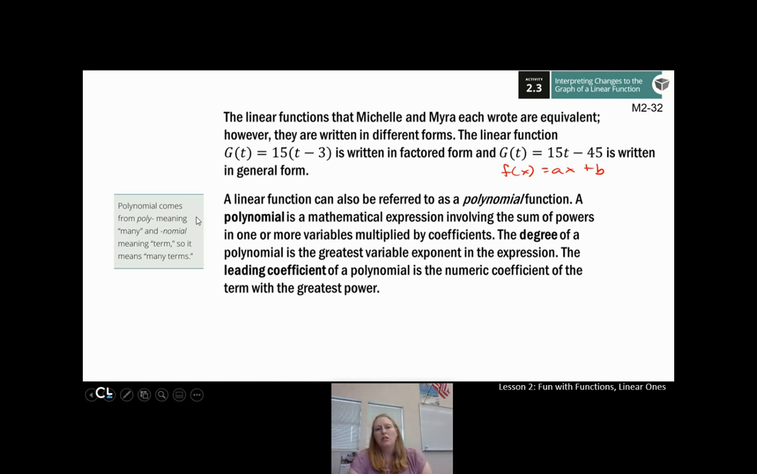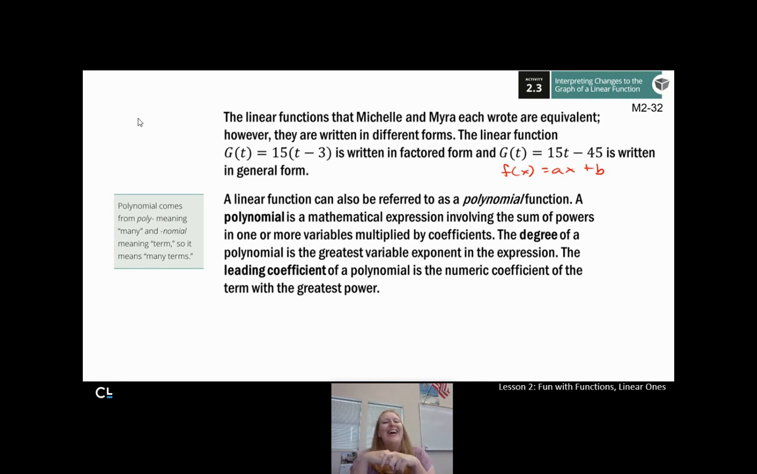Just so you know, a linear function can also be referred to as a polynomial function. And as you go through Integrated Math 2, Integrated Math 3, as you go through these other math classes in the years to come, you will talk a lot more about polynomials, especially if you take Integrated Math 3. You're going to spend a lot of time on polynomials. So this can be referred to as a polynomial function. A polynomial is a mathematical expression involving the sum of powers in one or more variables multiplied by coefficients. That sounded like a mouthful.